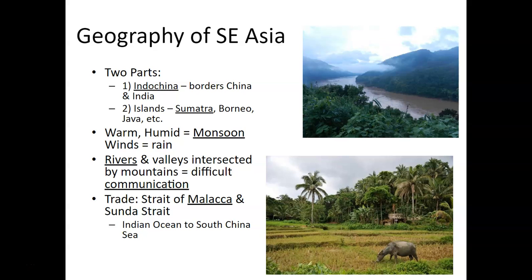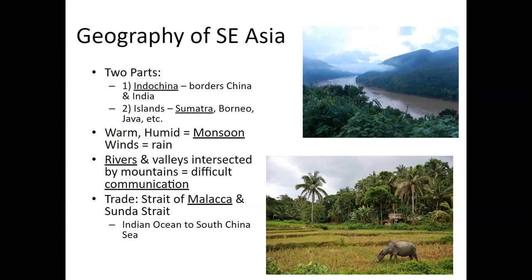We're going to look at geography again. Just like we talked about with Japan last time, geography of Southeast Asia is very important to understand here. Southeast Asia is split up into two parts that you need to consider. There's the part that we call Indochina, which is the area that borders China and India, hence the name. So think of Burma, Laos, Cambodia, Vietnam, Thailand, and Malaysia. Okay, and then you have the islands. So you have the main islands there, mostly Indonesia today, like Sumatra, Borneo, Java, and so forth.